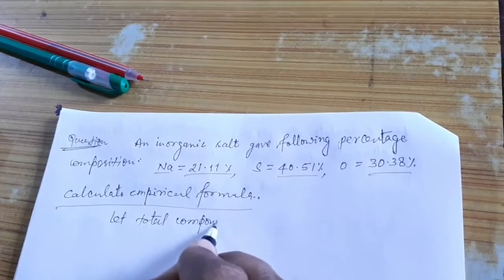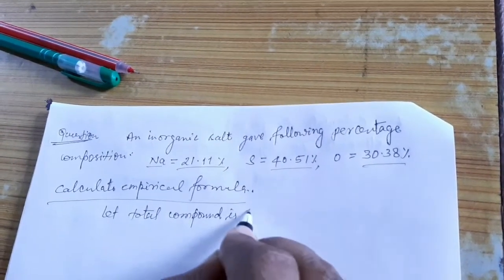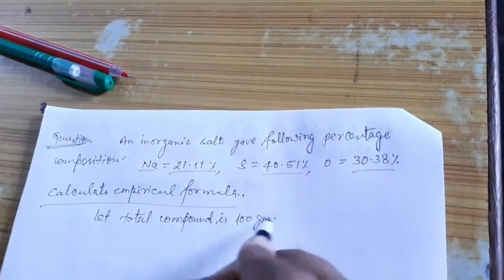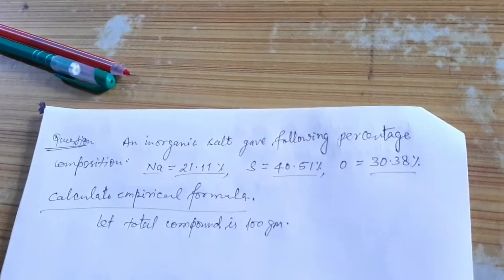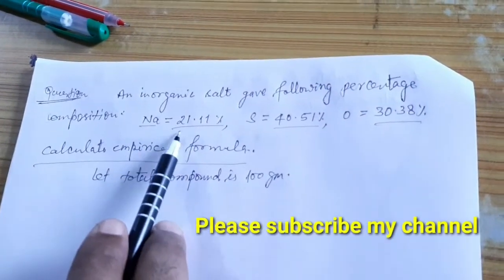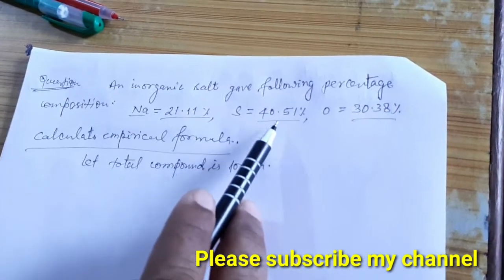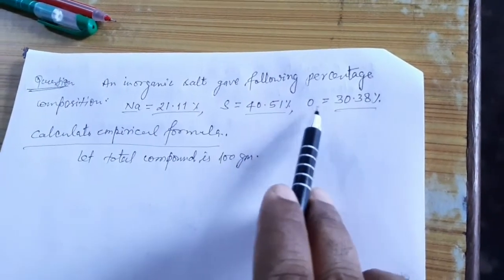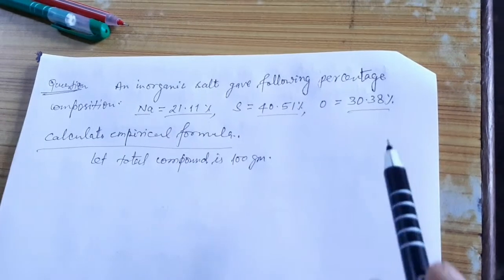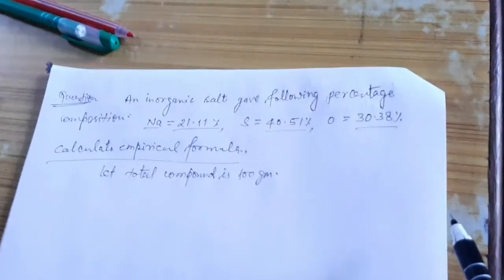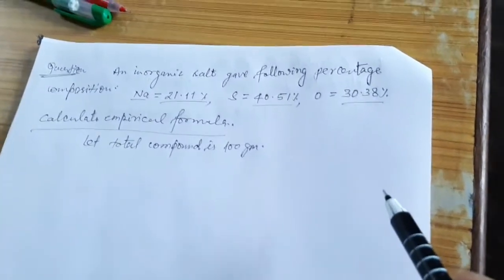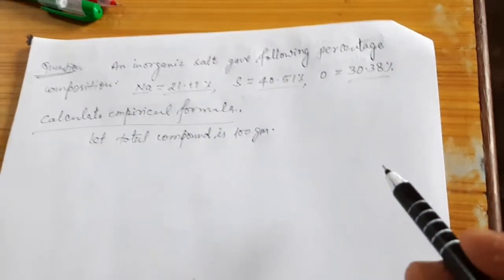Total compound is 100 gram. So we can say here in this compound sodium will be 29.11 gram, sulfur will be 40.51 gram, and similarly oxygen will be 30.38 gram. Now the next thing is to calculate its molar mass.